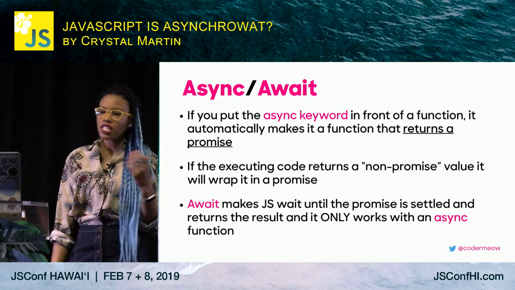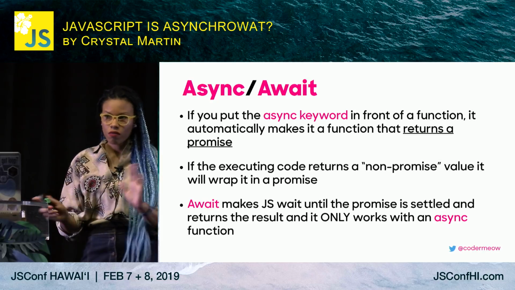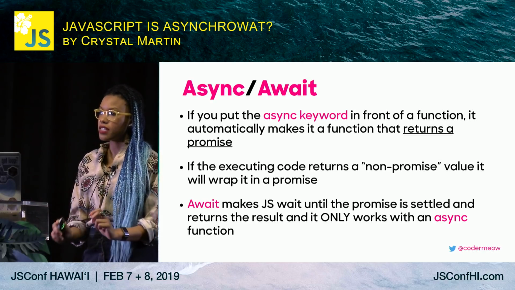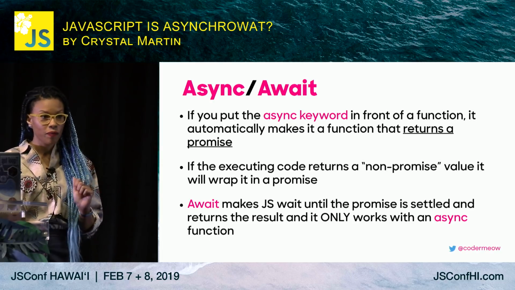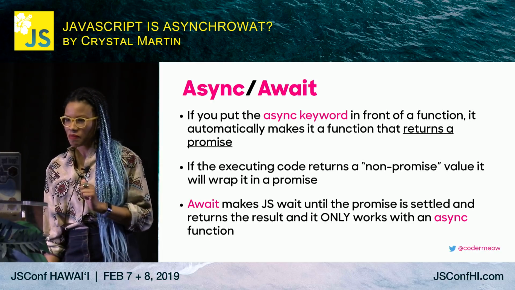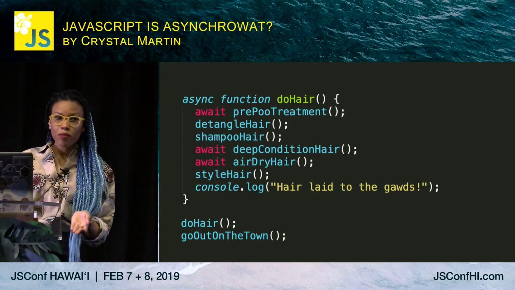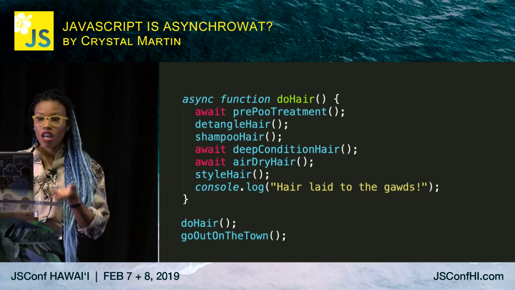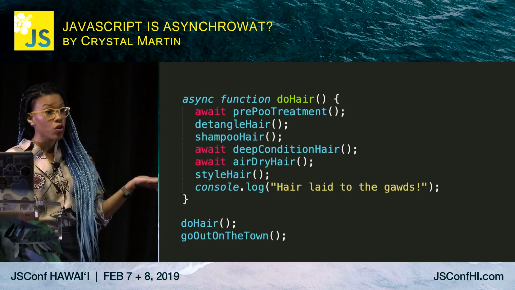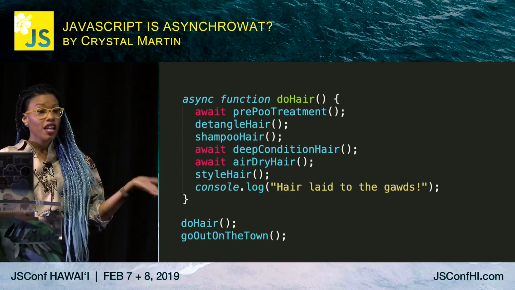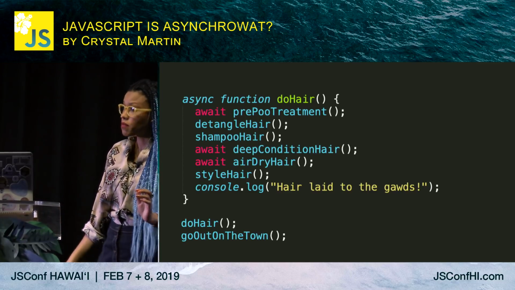Just a disclaimer here, this is a newer feature of JavaScript, so you might have to figure out how to make it compatible with browsers and all that stuff. But it is a cool new way to handle asynchronous behavior. And so now I can go ahead and rewrite my do hair function with an async in front, and then wherever I have an asynchronous process, I just put in an await there, the function waits, and it allows me to go on to other things in my do chores function.